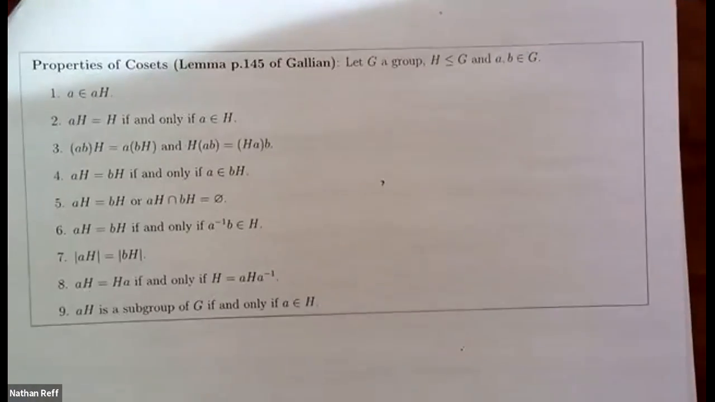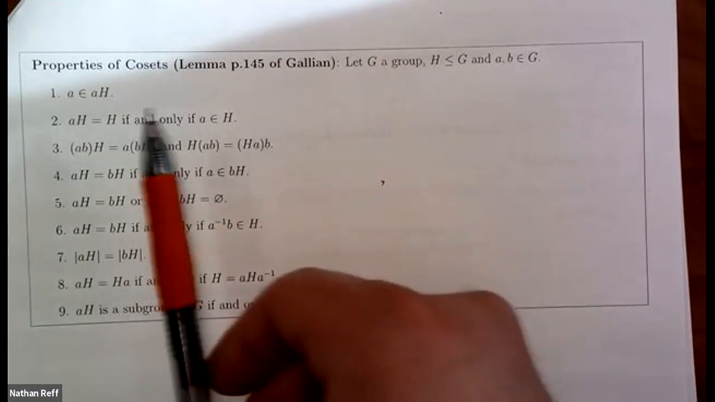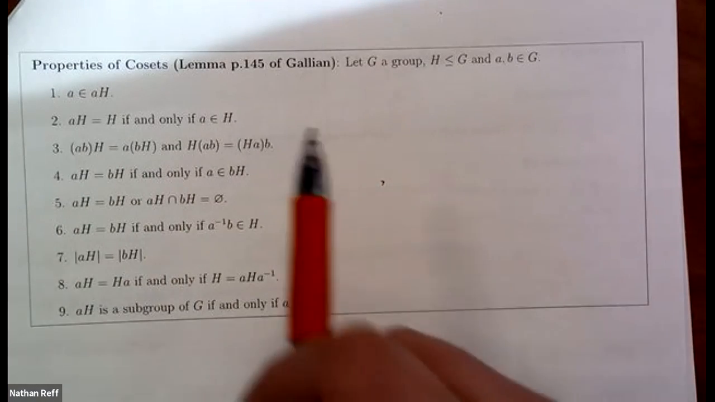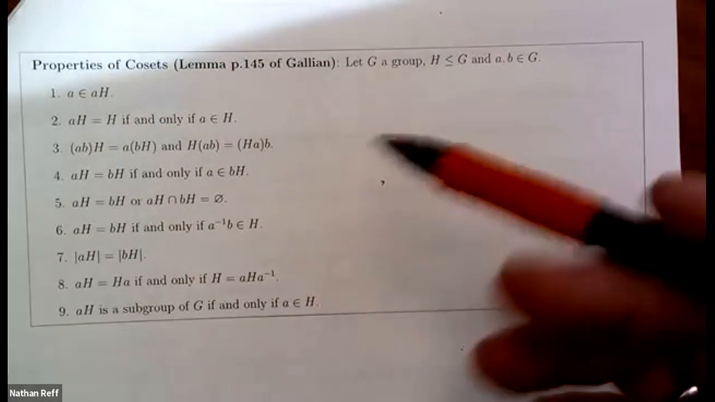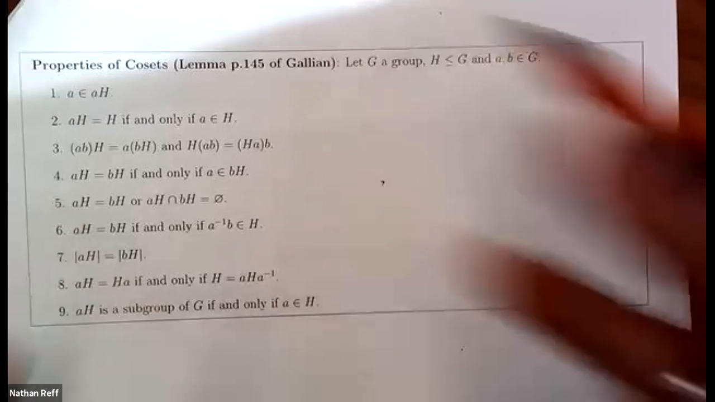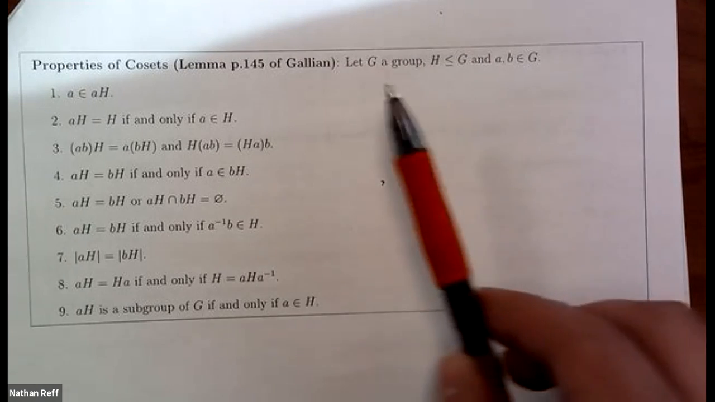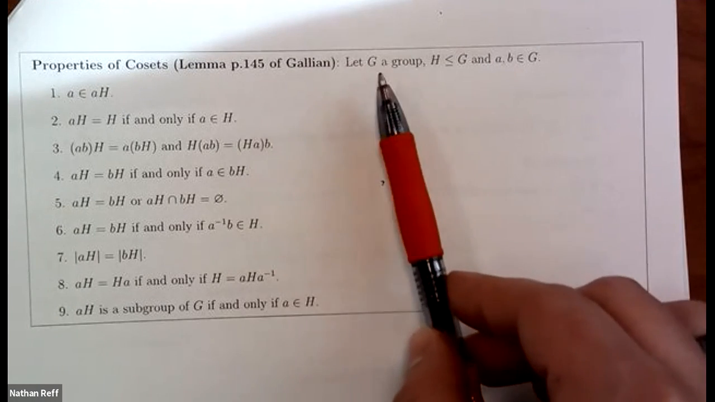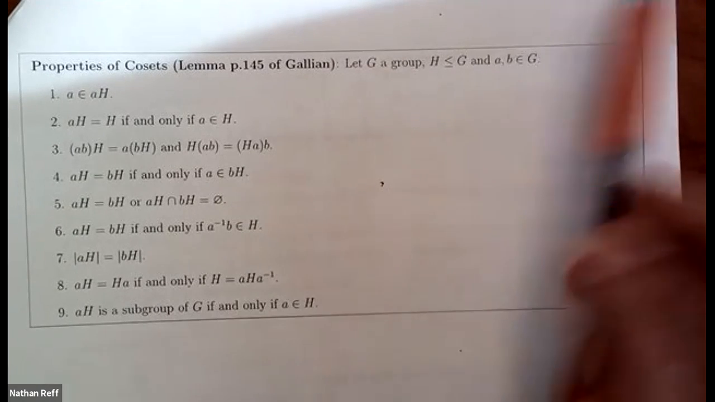Okay, so let's see what properties we have. Now, this list, I really liked this list. It actually comes from a book by Joseph Gallian, so I'm referencing that. In your book, this is sort of scattered throughout, but I just wanted to create for you a nice organized table, and this one's pretty good. The only assumptions we're going to make here is that we have some group, H is a subgroup, and A and B are just elements of the group.